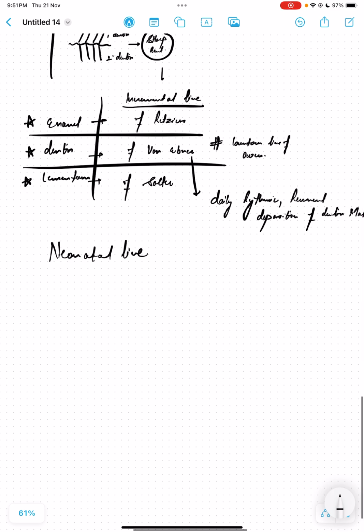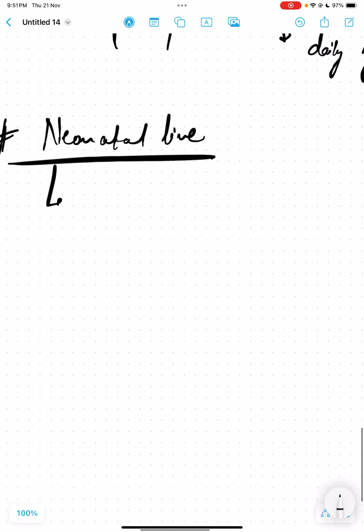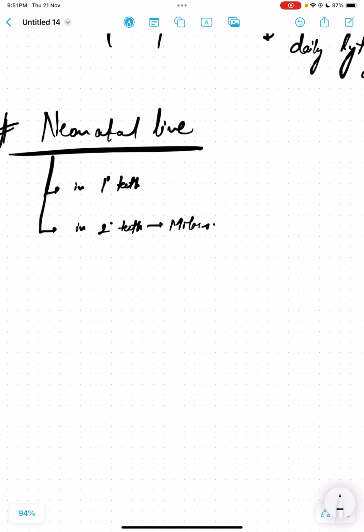Neonatal line is not seen in each and every tooth. Basically, it is seen in primary teeth or our deciduous teeth, or in permanent teeth involving the molars, only our first molar. In all the rest of the teeth it is not present. Or you can see it in the dentin of lower incisors. These two are the basic criteria of the neonatal line.